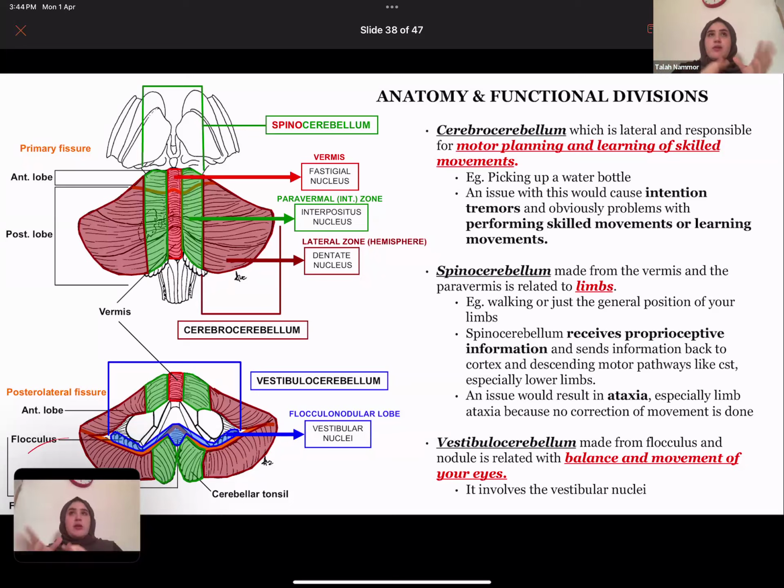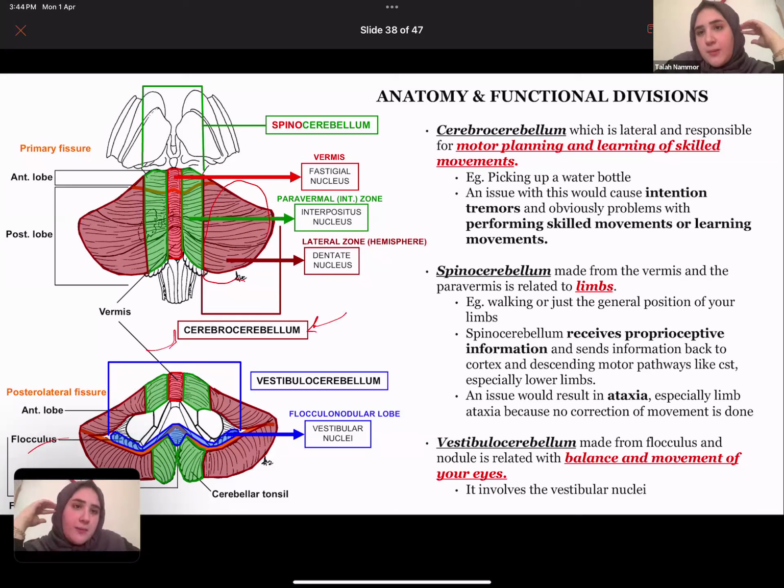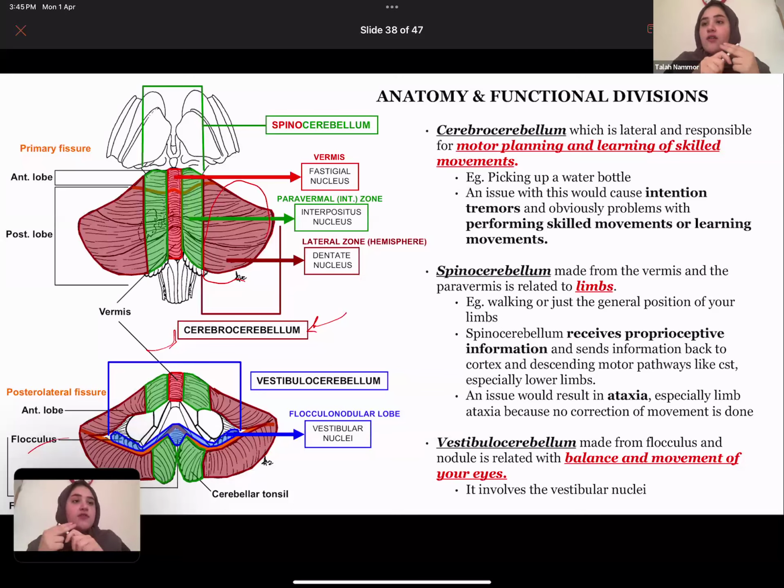So first of all, we have the cerebrocerebellum. If you think of it, the cerebrocerebellum contains the cerebrum and the cerebellum. If you look at it, it's the lateral side. This burgundy or maroon color is the one that has to do with the cerebrocerebellum, and it's located laterally. It's responsible for motor planning. Cerebro comes from the cerebrum, so it mainly takes in motor movements, motor planning, and learning of skilled movements.